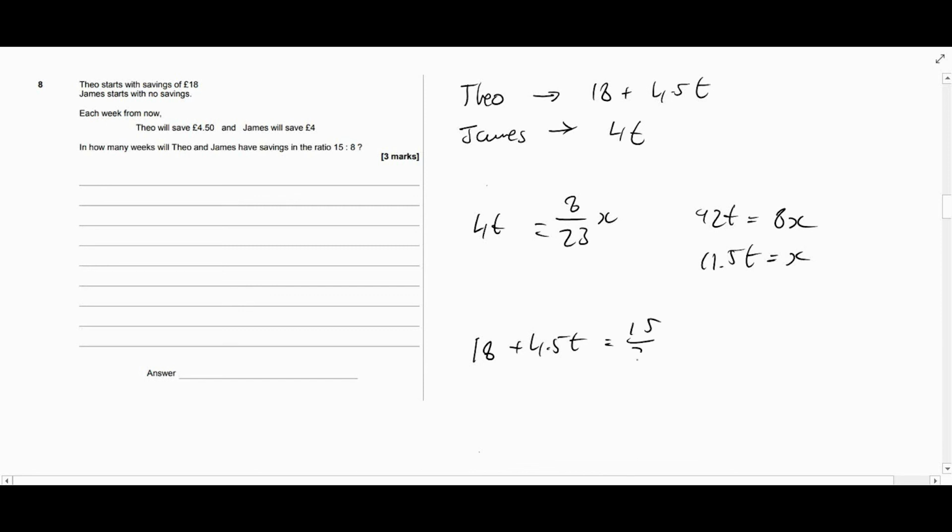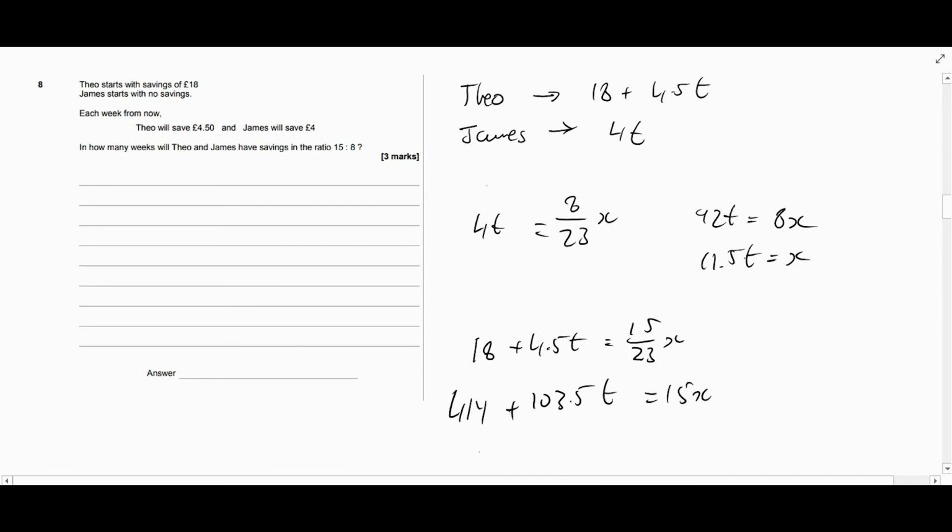If you thought it was 15 over 23x, you'd be correct. That's obviously the amount that we're going for. So here the expansion is a little harder. So maybe do that and just expand. So yeah, basically this is 414 plus 4.5 times 23, which is 103.5t, and that's equal to 15x.